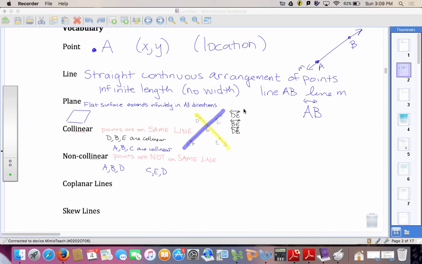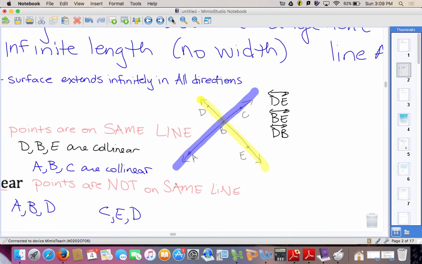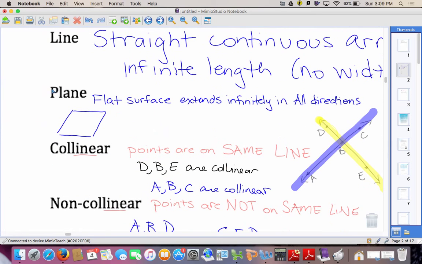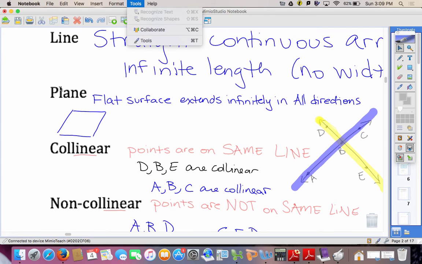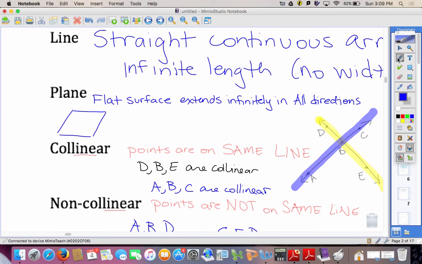Okay, so a plane is a flat surface that extends in all directions infinitely, and we denote that using just this kind of shape. And if we had a letter down here, like a lowercase letter, like the letter M, we would say this is plane M.